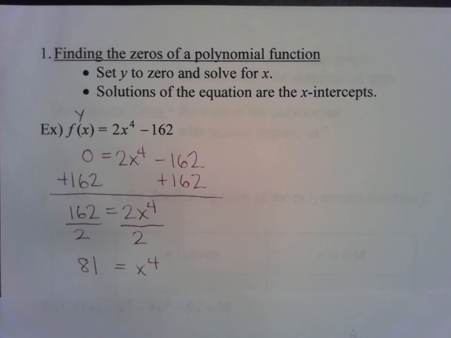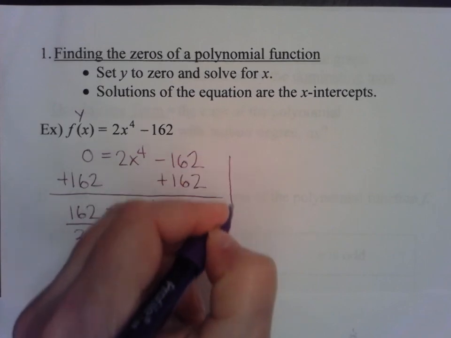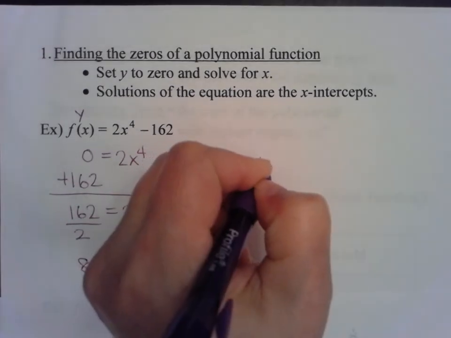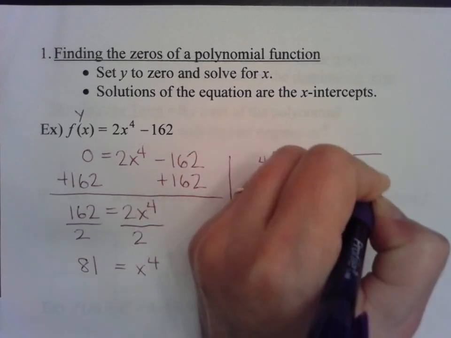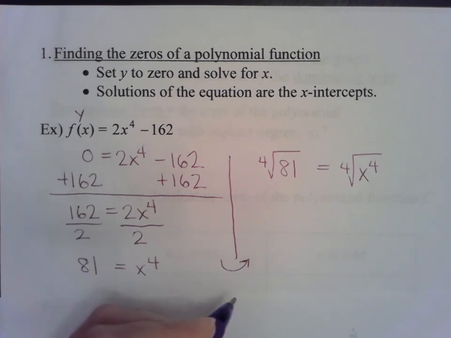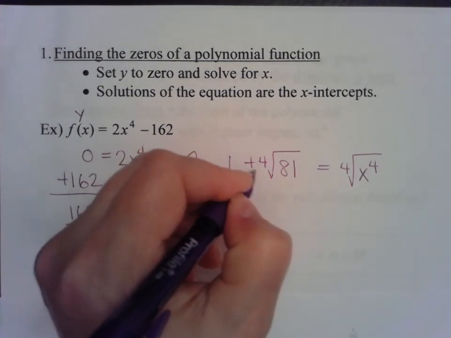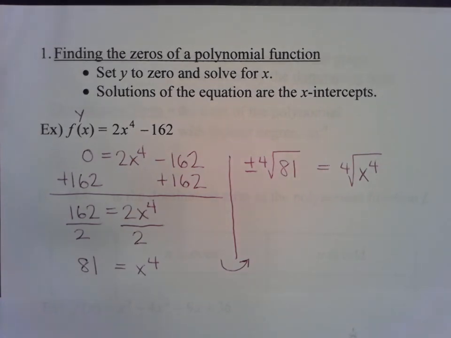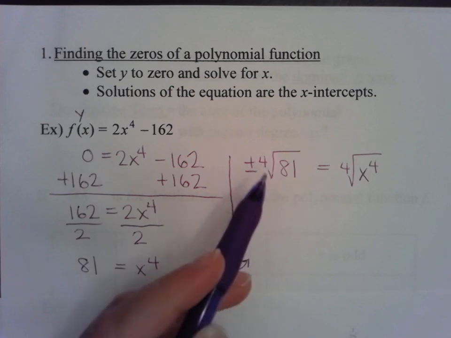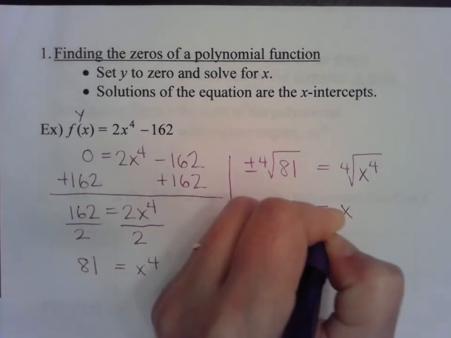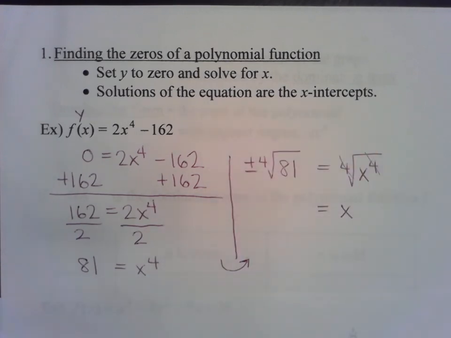To remove the exponent of 4, opposite of an exponent would be a root. So I can take the 4th root of both sides. Now for a 4th root, which is an even root, I need to include that plus or minus. I don't have to do that for an odd root, like a cube root. But for a square root or any root with an even index, as it's called, I need to put the plus or minus. So on this side, these cancel out and I just get x.